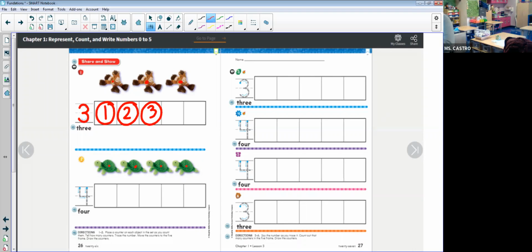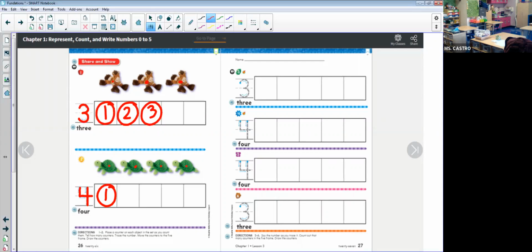So now we're going to trace the number 4. The number 4 has 2 blue dots. So you're going to start with the one that's on the left side. Look at where Miss Castro is starting to trace the number 4. Okay? Then you have to pick up your pencil, put it on the other blue dot, and then make a line all the way straight down, and there you have the number 4.